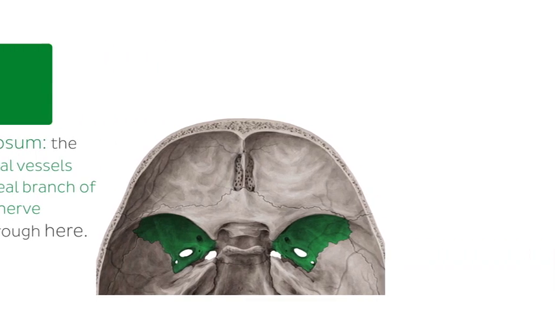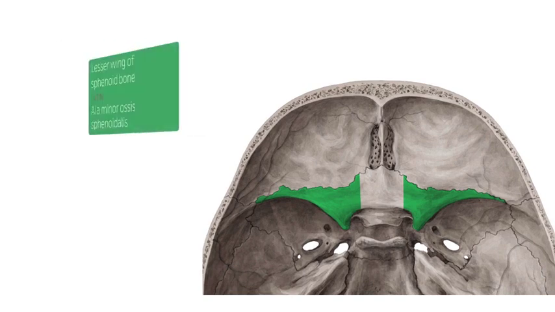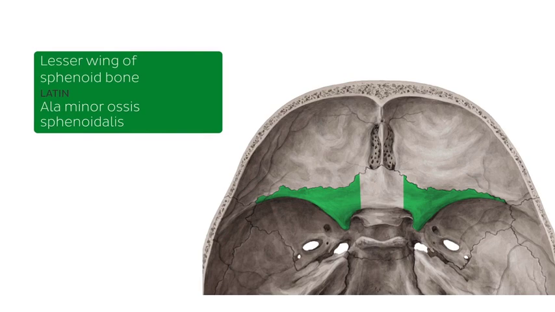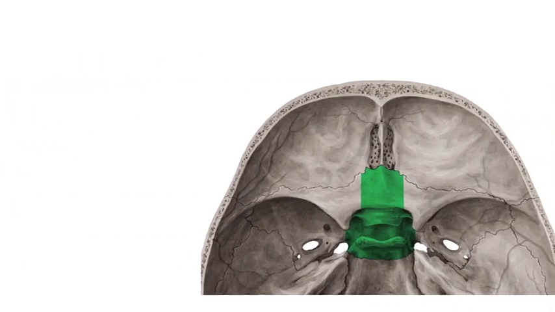Now, another structure that we find, or 2 structures that we find on the sphenoid bone that are now seen here highlighted in green, are the lesser wings of the sphenoid. Now, the lesser wings of this bone form the optic canal through which the optic nerve and ophthalmic artery pass through. Now, the lesser wings contribute to the formation of the lateral margin of the orbit and part of the cranial cavity.